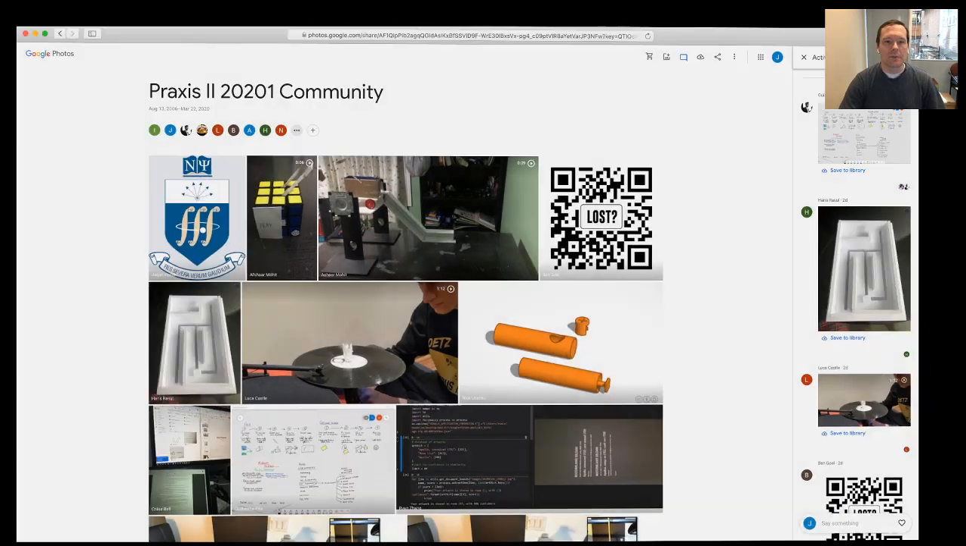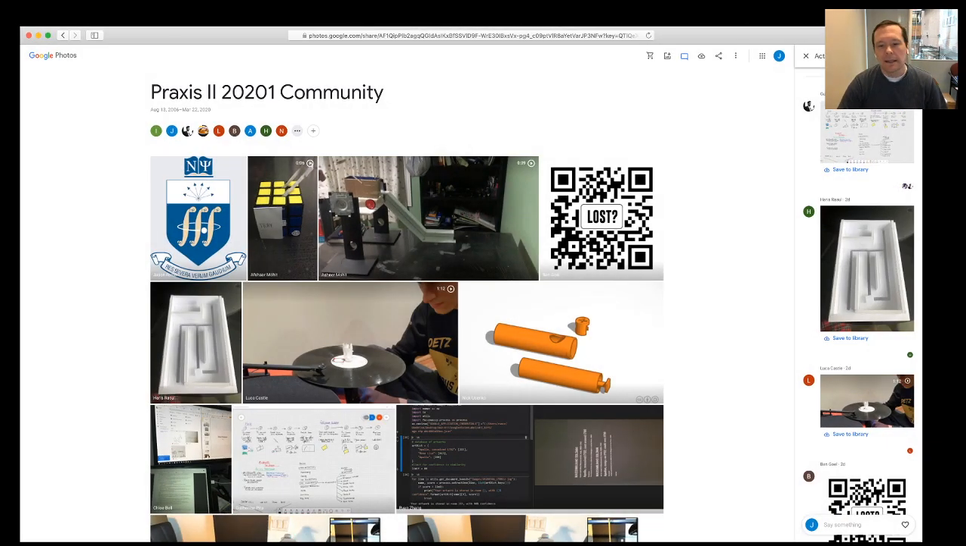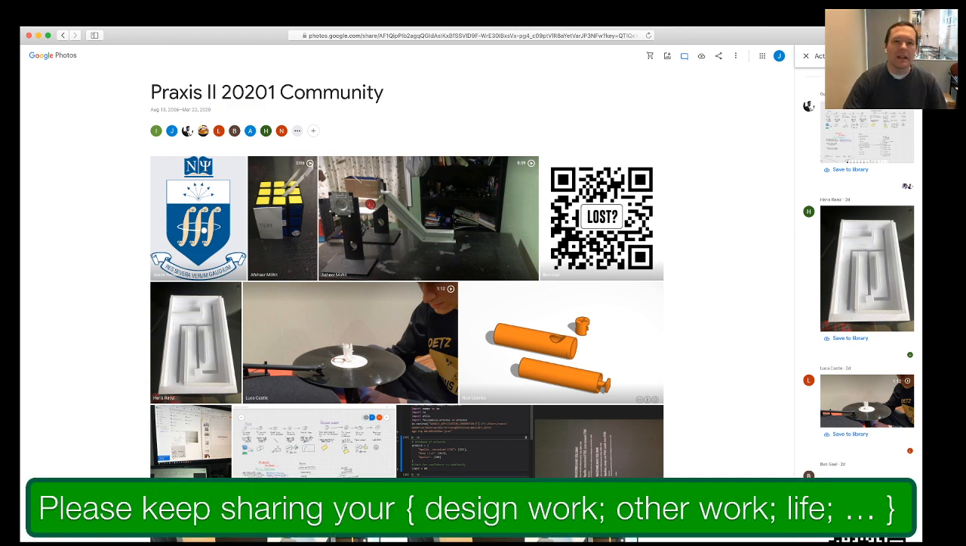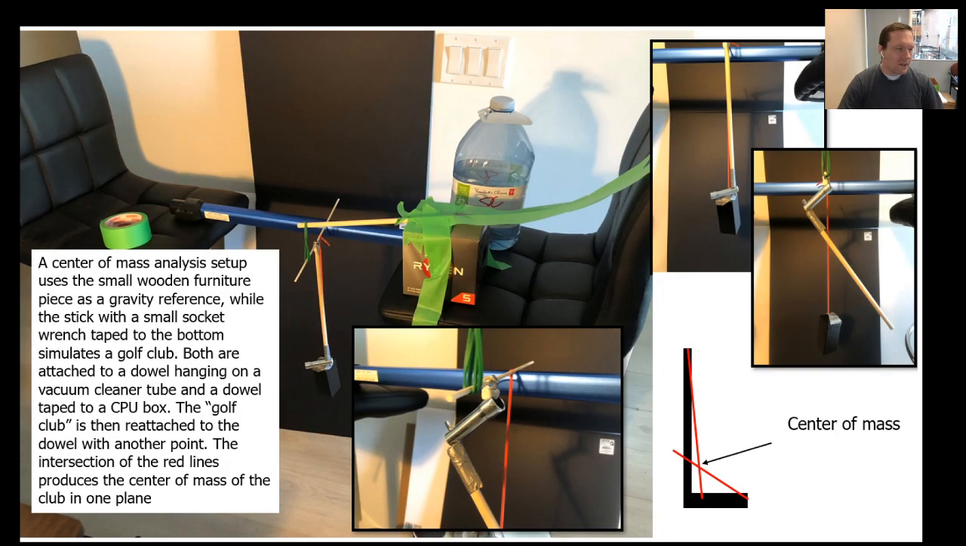And we've already started this with our Praxis 2021 community, starting to get a few more things in there. So please keep sharing design work, other work, your life. That was a bit harsh. This one, I don't even know what it's for, but I think this is the most awesome thing ever, just to be brought together using whatever was at home. Center of Mass Analysis, thank you for the site. Oh yeah, we should mention this. To the person who posted this, total props for including an explanation and a legend. Good practice. Explain what the heck is going on.